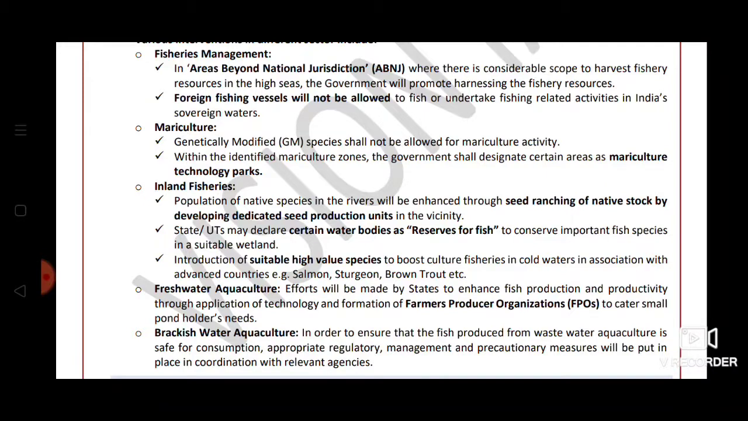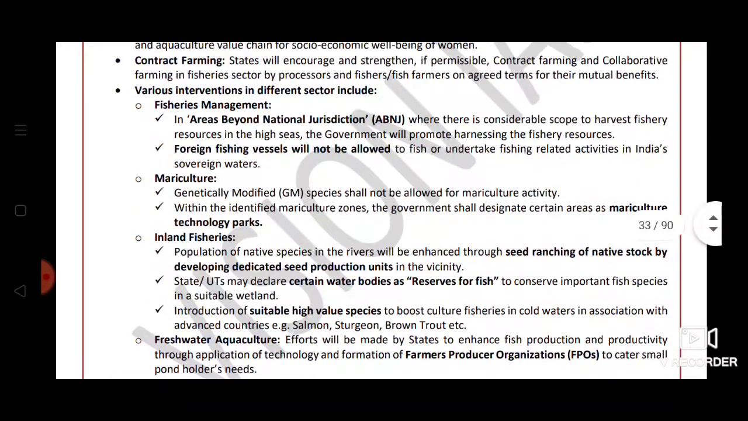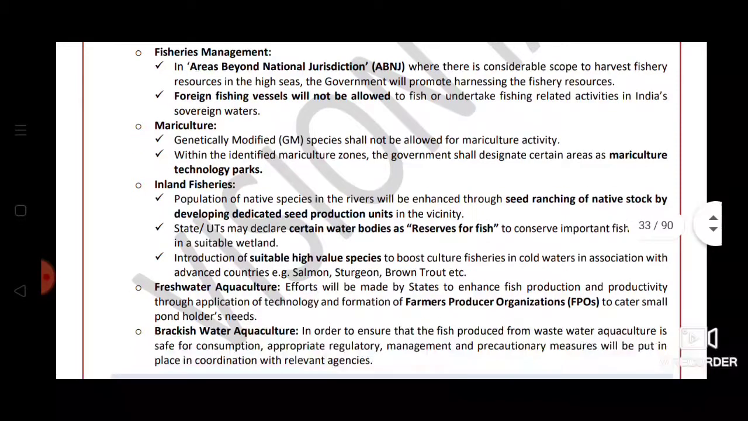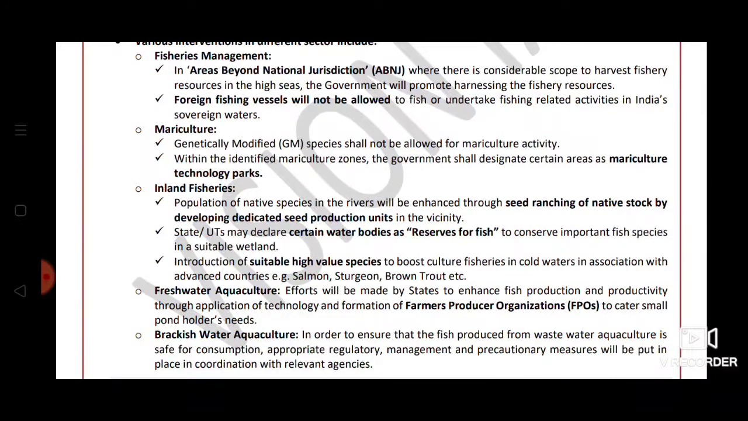And freshwater aquaculture. Efforts will be made by the states to enhance fish production and productivity through the application of technology and formation of FPOs, that is the Farmers Producer Organization, and brackish water technology. So in order to ensure that fish produced from wastewater aquaculture is safe for consumption, appropriate regulatory, management and precautionary measures will be put in place in coordination with relevant agencies. So these are the various interventions. So just remember, fisheries management, mariculture, inland fisheries, freshwater aquaculture and the brackish water aquaculture.